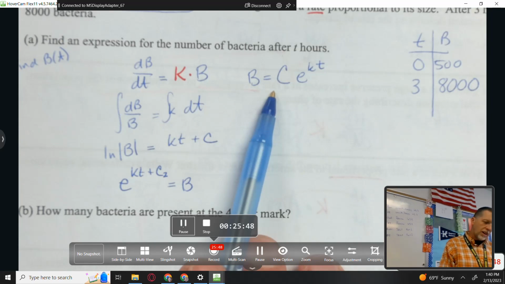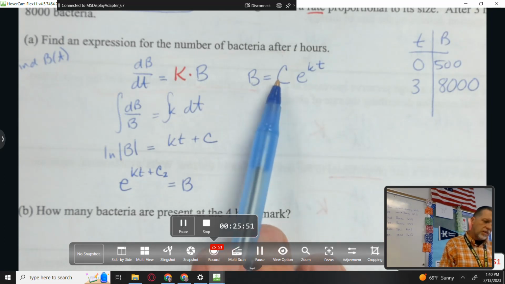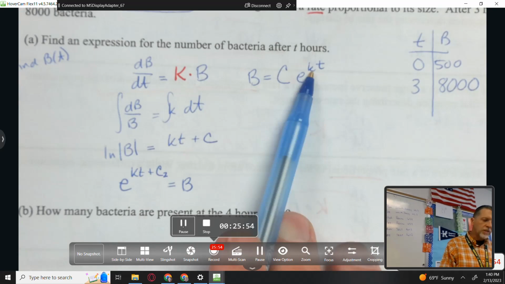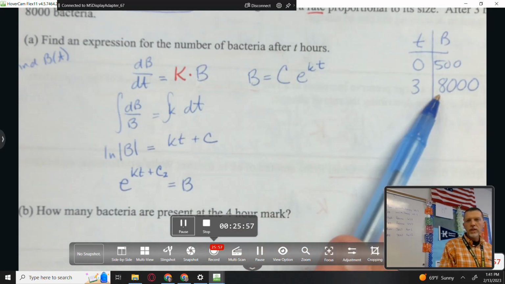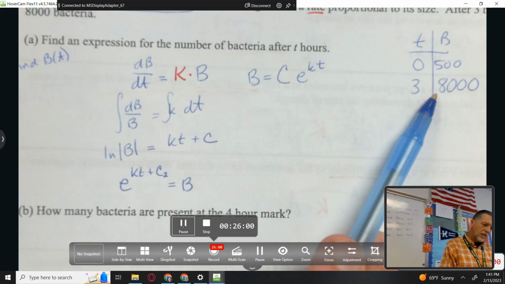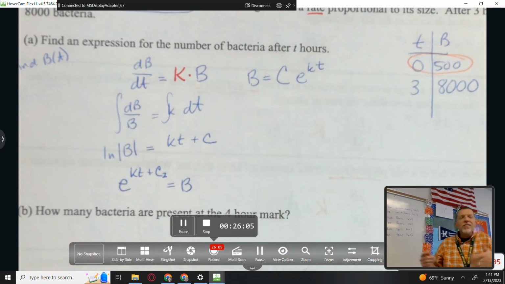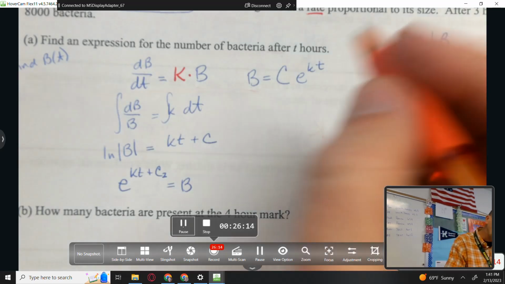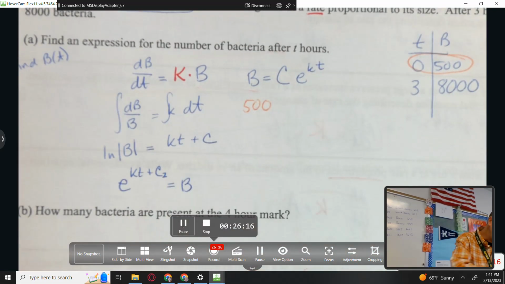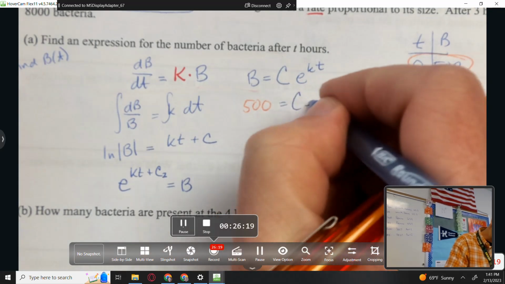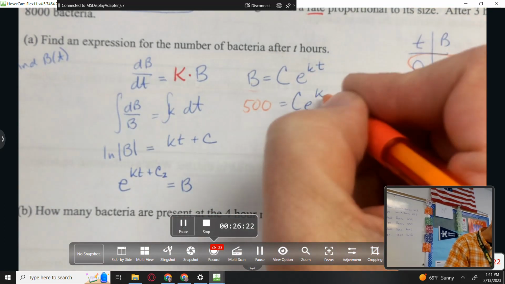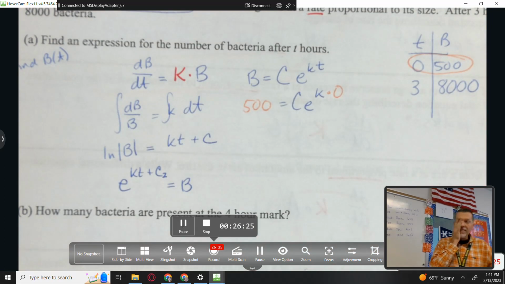Okay. There are two unknowns that I'm looking for, and I've got two pieces of information. Well, let's go with the 0 first. Initially, you don't know what leads to what. After you've done a bunch of these, you know what you're going to find first, just because it always works that way. But initially, just use the easiest one first. 500 in for B, C e to the k times 0. Oh, that's lovely right there. C2 equals 500, so C equals 500.